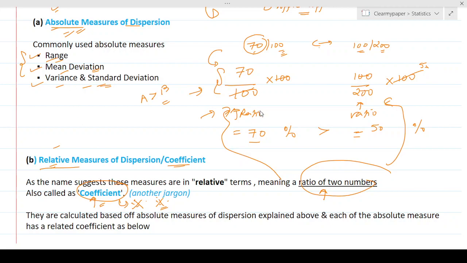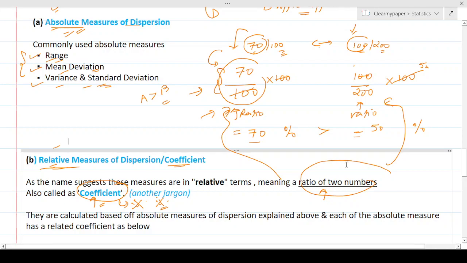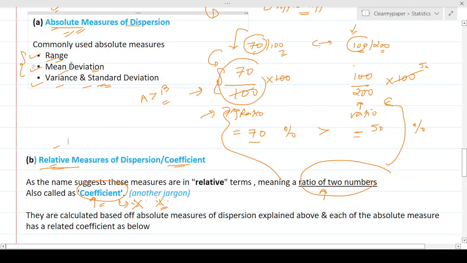For example, even if you see here, in this case also, we still need the absolute part in the ratio. So 70 is the absolute number, and we still need that in the numerator. So the ratio is still calculated using the absolute measure. Similarly, over here, the relative measures or the coefficients are going to be calculated based on these three things. And each relative measure will have a similar kind of name with respect to the absolute measure.